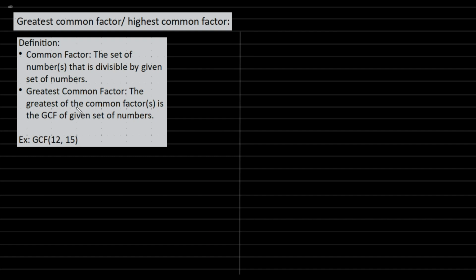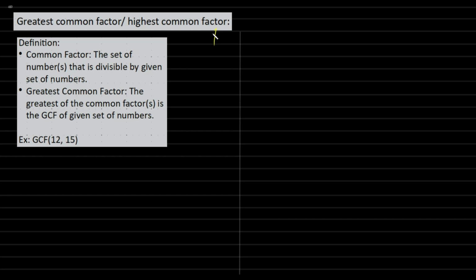Let's start off with our next topic, HCF, also known as highest common factor, or GCF, also known as greatest common factor. They are one and the same. They mean the same thing. So we will understand this by understanding each of these words, so that you won't get confused between HCF and LCM.